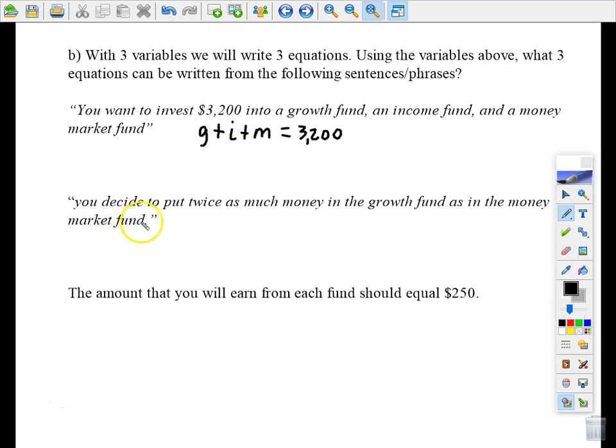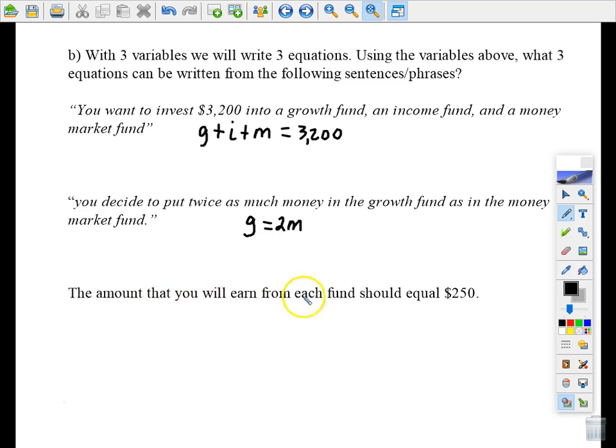Okay? Now let's look at this next sentence. It's going to give us a clue as to another equation that needs to be written. You decided to put twice as much money in the growth fund as the money market. So in other words, the growth fund should represent 2 times the money market. Okay, that's just another way of saying that phrase. Whatever we have in growth, it should be the same as double the money market. All right, so my equation here will be G, the amount invested in growth, will be double, or 2 times, twice, the money market fund. Okay, there's another equation.